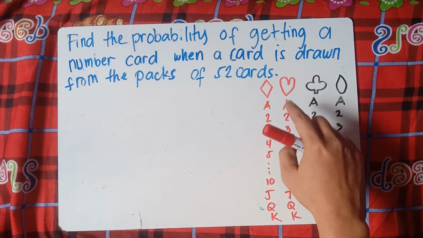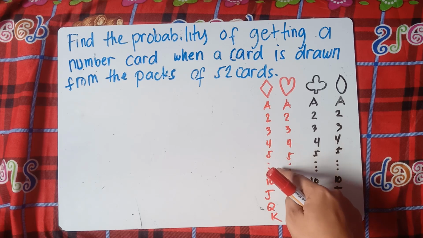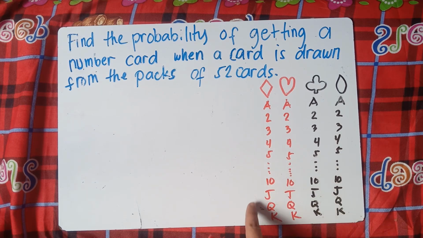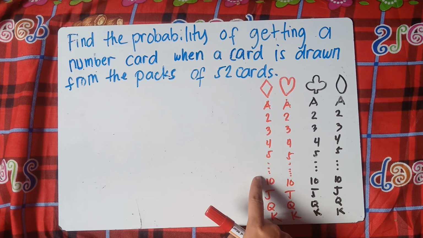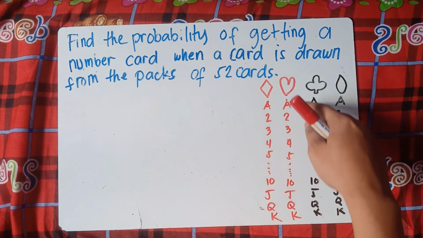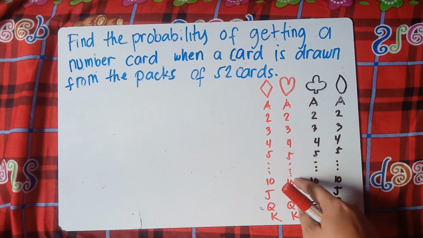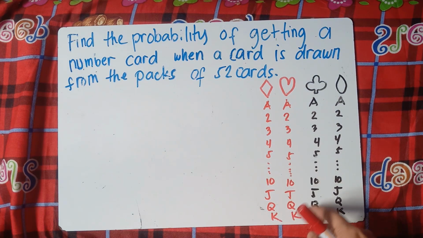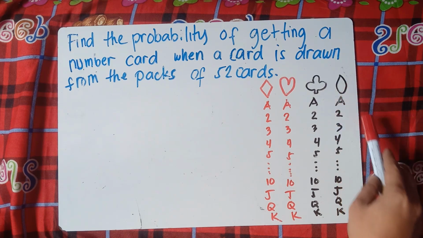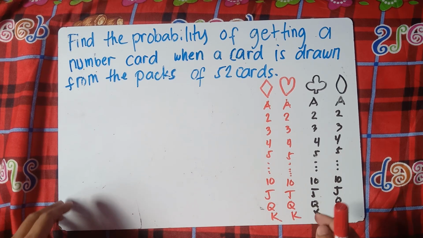So for the diamonds, we have ace, 2, 3, 4, 5, 6, 7, 8, 9, 10, jack, queen, king. I didn't put the values of 6, 7, 8, 9 because I don't have enough space. I'm so sorry. So just understand this one. In the cards, we also have hearts. We have ace, 2, 3, 4, 5, 6, 7, 8, 9, 10, jack, queen, king. Same with clubs and spade. So actually in a deck, class, there are 52 cards. Alright, 52. The total number of cards, that's 52.